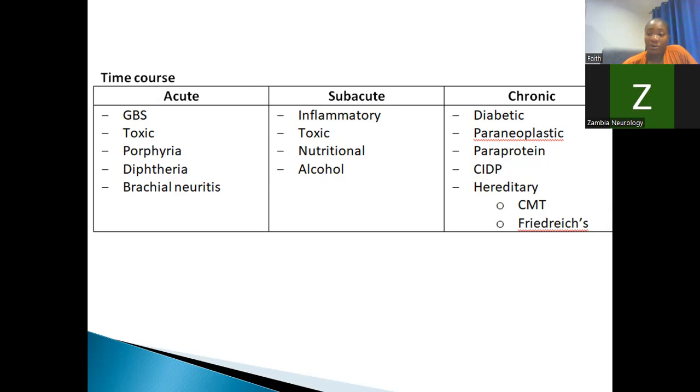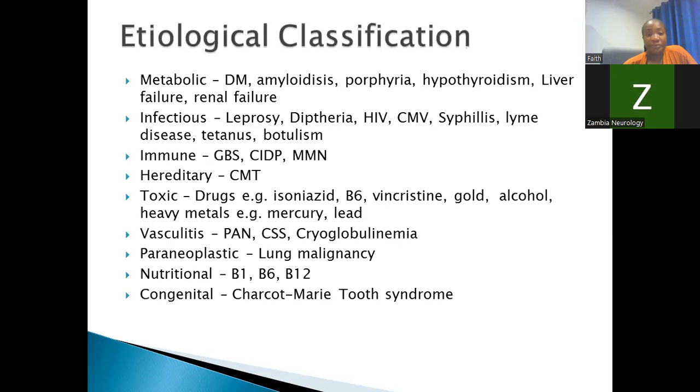And then for the chronic causes, they are also listed down there, and this can occur over longer periods, taking months to actually years. So time course is another way we can classify the type of peripheral neuropathy an individual might have.